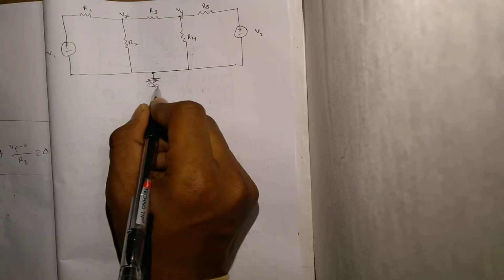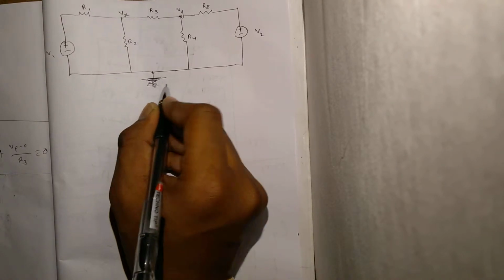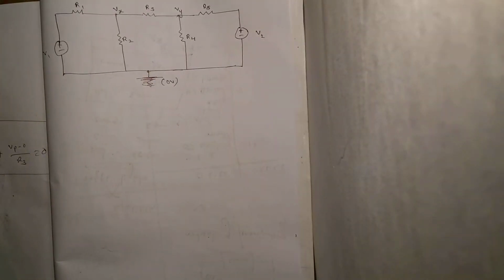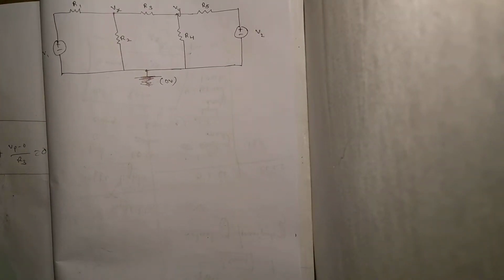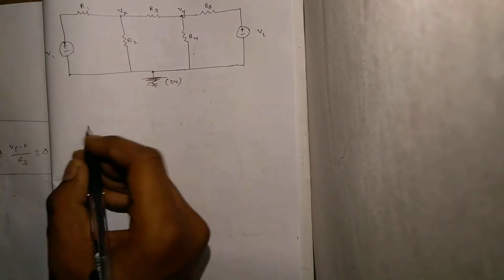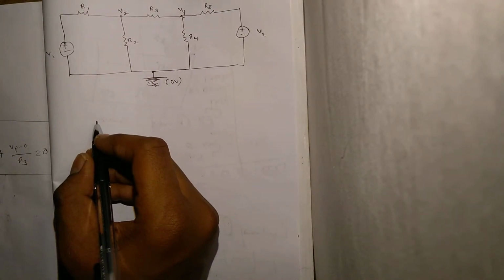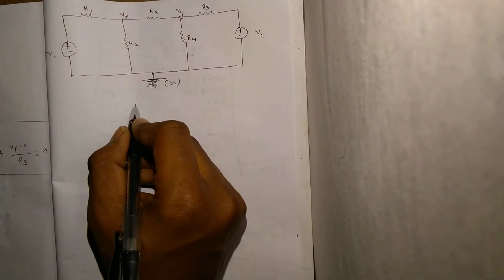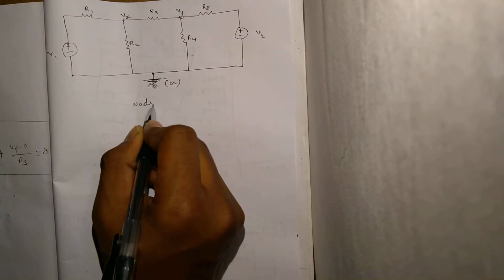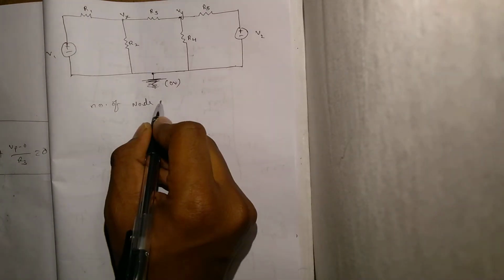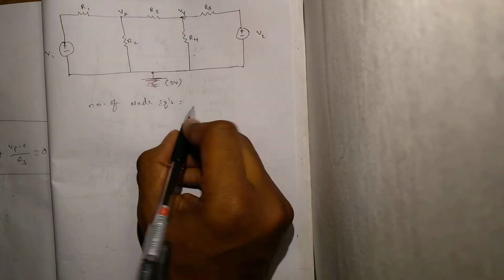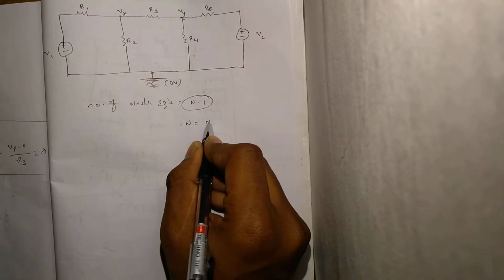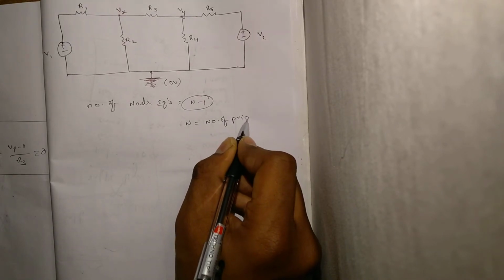As we know, the three-step standard procedure. The first step is taking a reference node, and this will be my reference node. As I've already said, in nodal analysis, the number of node equations will be n minus 1, where n is your number of principal nodes.